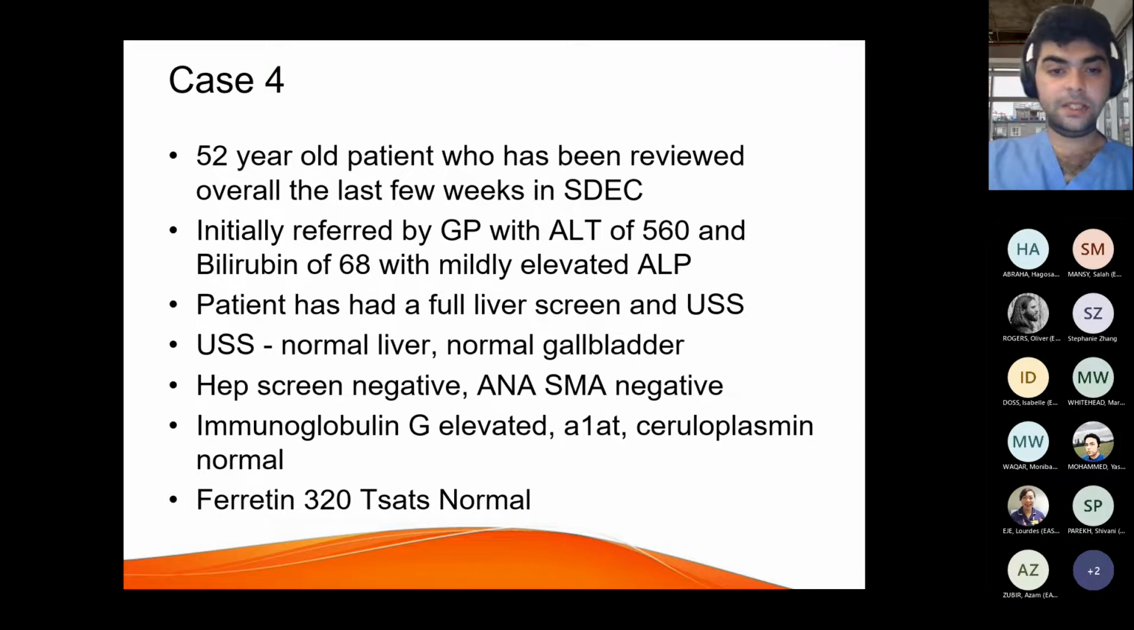The one thing that was slightly abnormal was an elevated immunoglobulin G. Everything else was normal. A ferritin was slightly high, but the transferrin saturation was normal. So this patient has jaundice and an ALT above 500 with a slightly elevated immunoglobulin G. Have a think about what it could be.